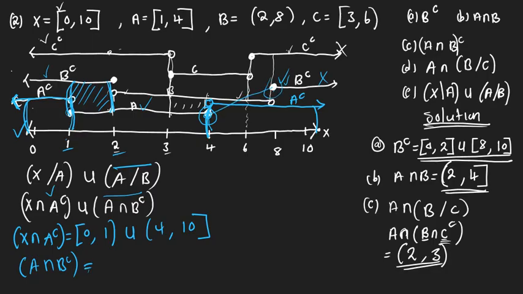So this set is 2. 2 is in set A and it is also in B complement. So I'll put a 2 there. Sorry, I'll put a 1 here. Then 2 is in set A and it is also in B complement, so I'll say a 2 there.